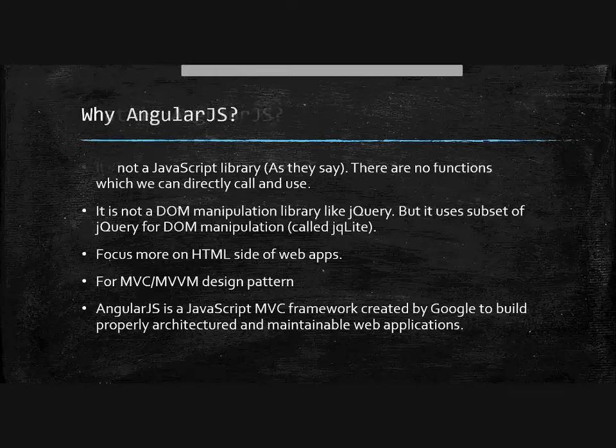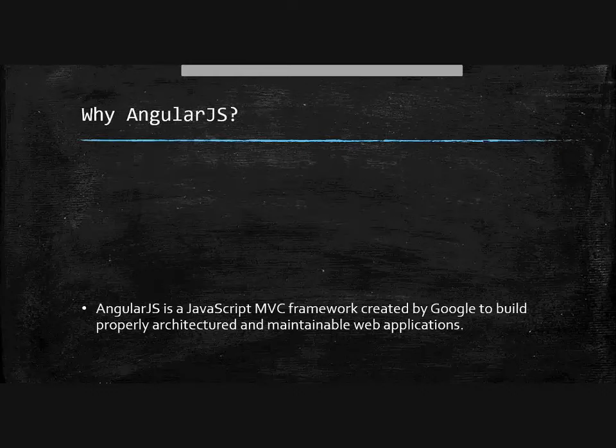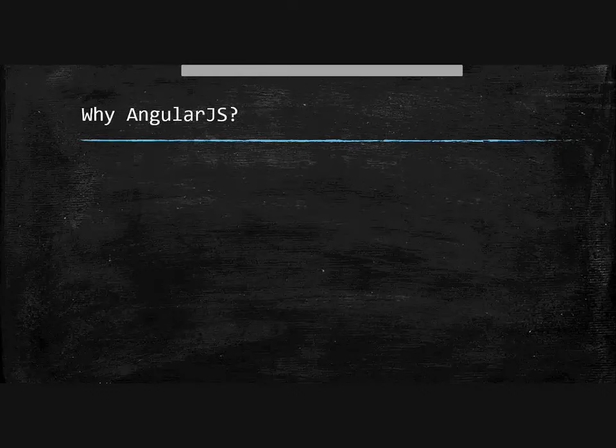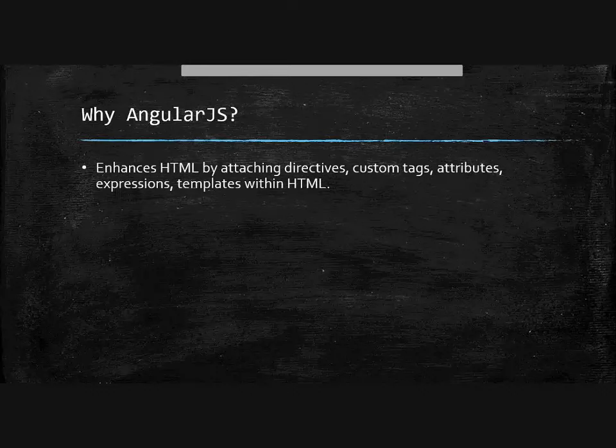So the next point is, why AngularJS? If you go to Google and search for MVC frameworks with JavaScript libraries, you might find multiple options: Knockout.js, AngularJS, or maybe some other things. But why am I choosing AngularJS? AngularJS enhances HTML by attaching directives, custom tags, attributes, and expressions. These things can be done by others also, like Knockout.js, but Angular seems to be doing it more efficiently and bringing out the most of the user experience to us.